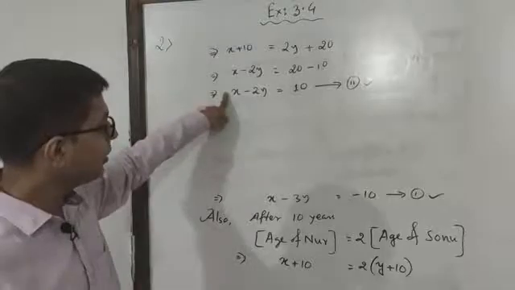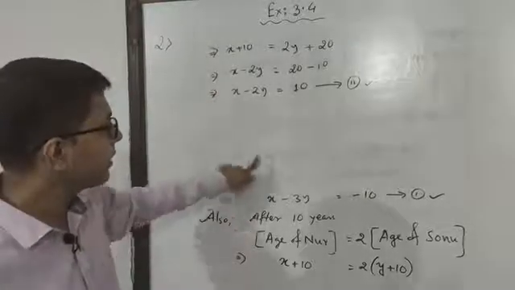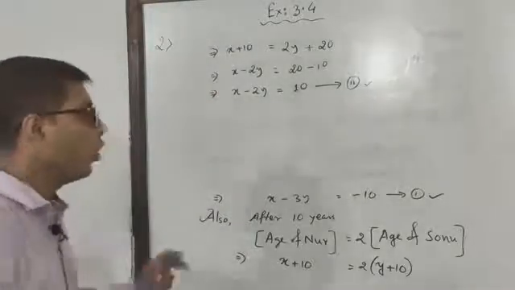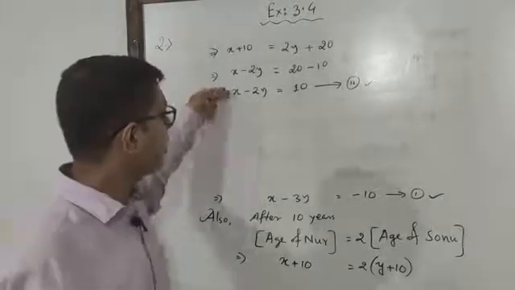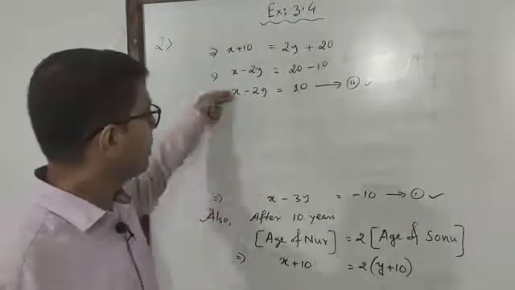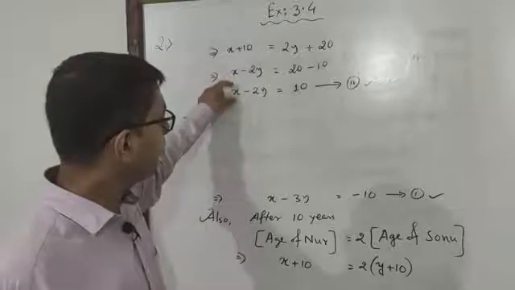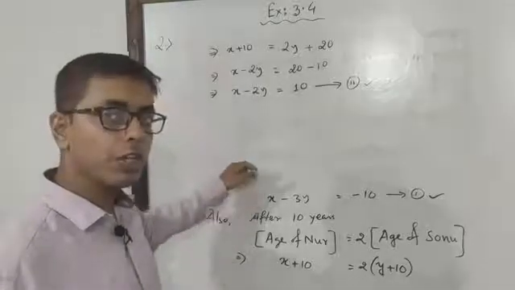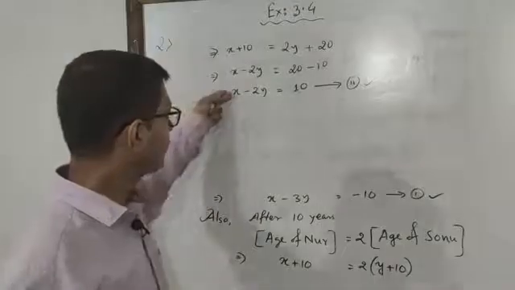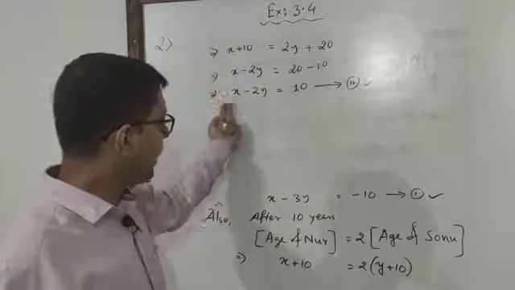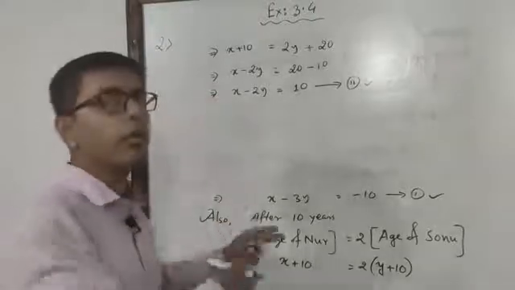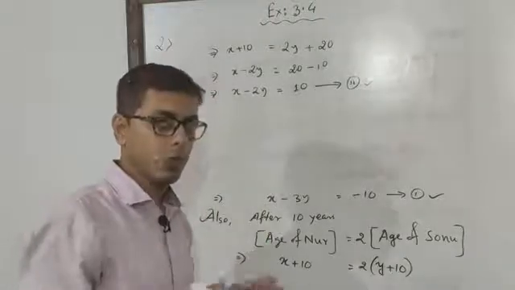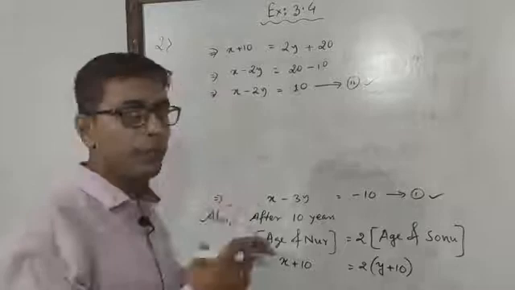Both are having the same sign, identical sign, that is positive. So what to do? We need to subtract. I said in the previous video also, if we have the same sign of that part of the variable which is to be eliminated, we need to subtract. If they have different signs, then we have to add them. So same sign, we will perform subtraction.